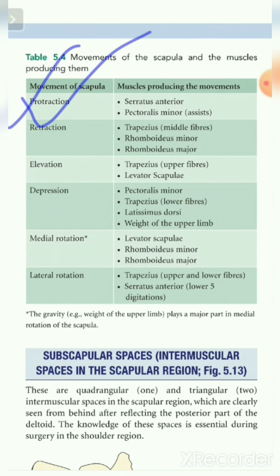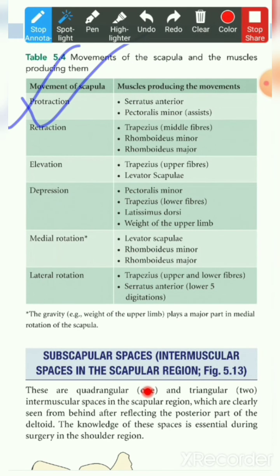So there is a chart from the wisdom sink. It is showing which muscles cause protraction, retraction, elevation, depression, and medial and lateral rotation of the scapula. So you have to know which muscles cause which type of movement, or in short, you can remember the function of each individual muscle, so that it will be easier.